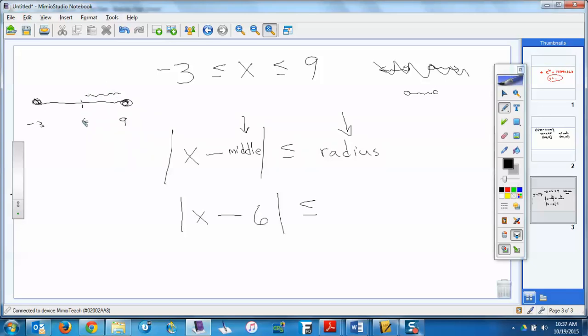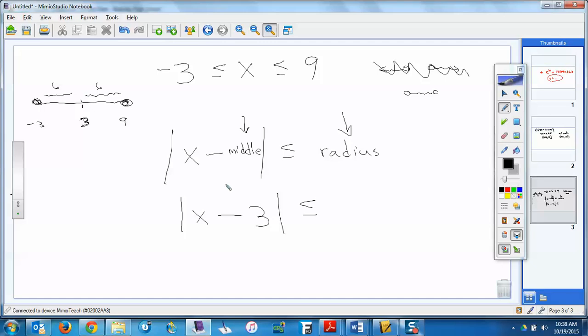Well, oh, whoops, I'm sorry. 3. Yeah, you guys said 3 and I wrote 6 because I had in my mind how far apart it was. Thank you. That's 3, and how far is it on either side? 6. It's 6 on either side. I call that the radius of the interval, right? The distance from the center out to the edge.